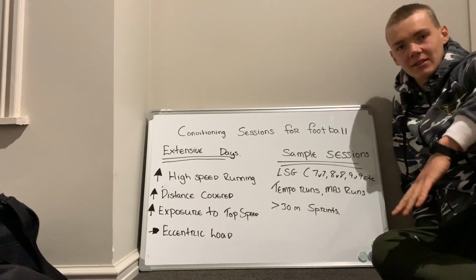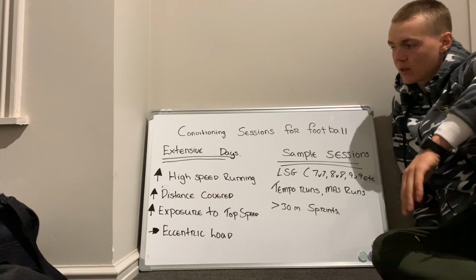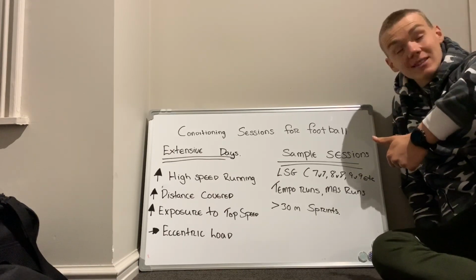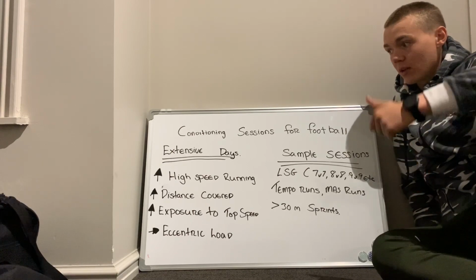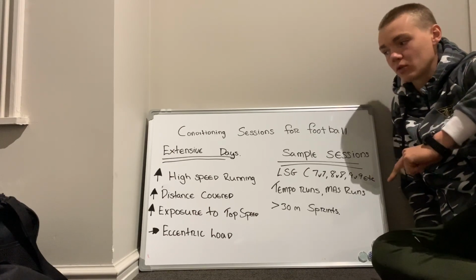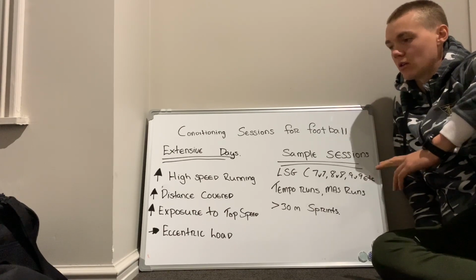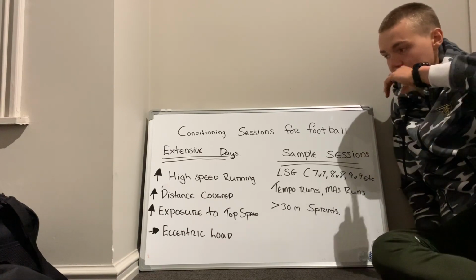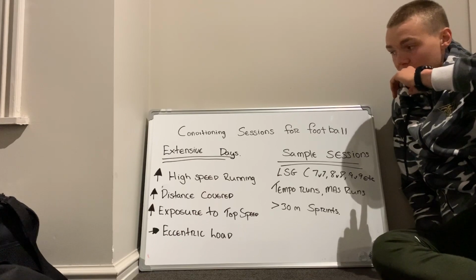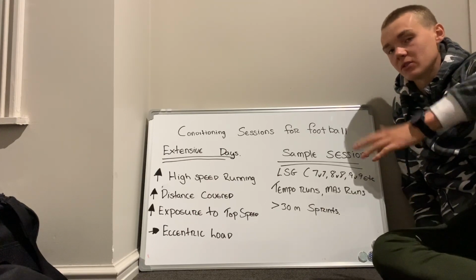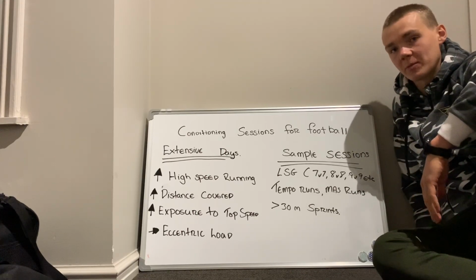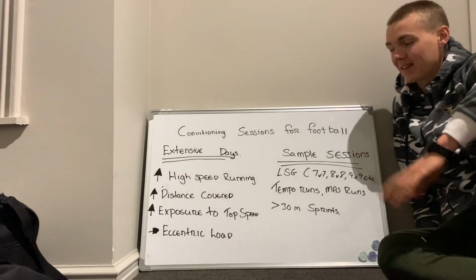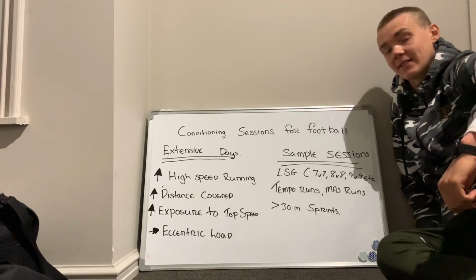Okay, so extensive days are usually days where you cover a lot more distance. You do a lot more high speed running, so almost like striding and sprinting, but over longer distances. So you're covering a lot more distance. You have a higher exposure to your top speed, so you usually get up towards your top speed if it's programmed correctly. And the eccentric load isn't as high as an intensive day.